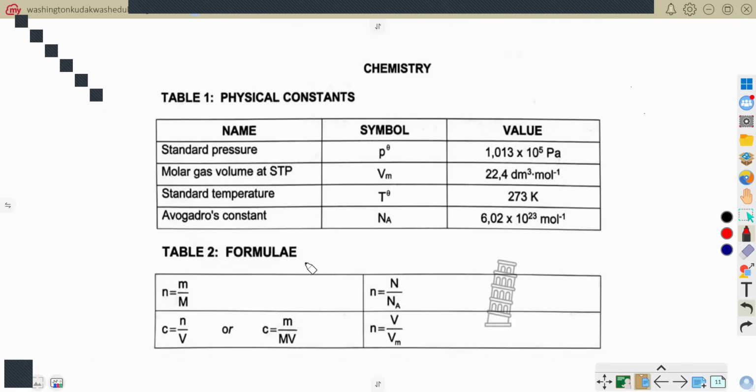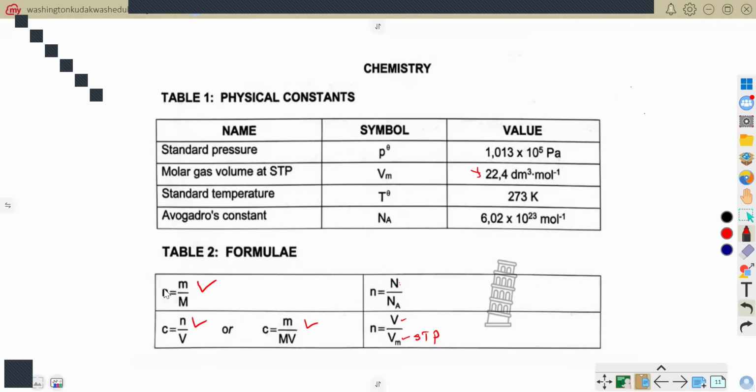So these are the equations that we can use when we come to chemistry. This is for the number of moles, and then this is for concentration. This is for the number of entities or molecules. And then this one is volume, where this is volume at STP, which is equivalent to that. So you can use these equations.